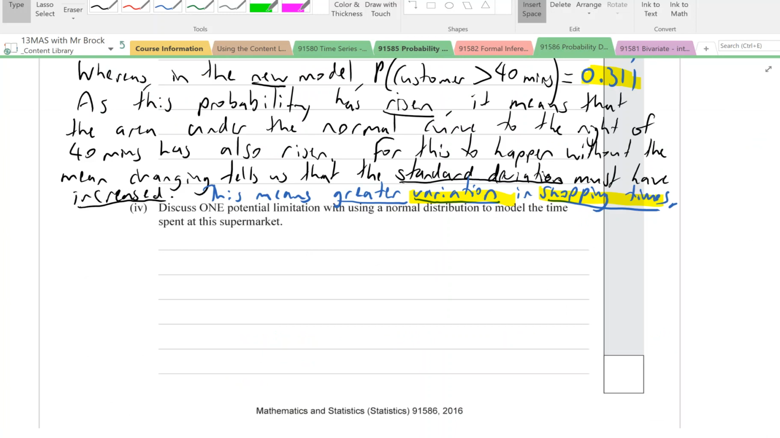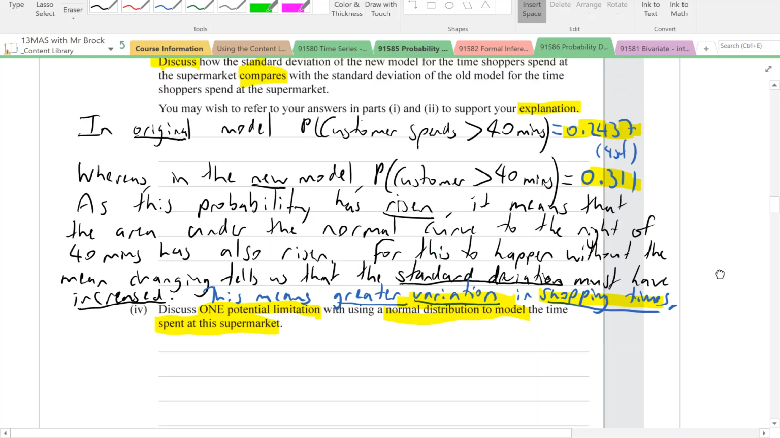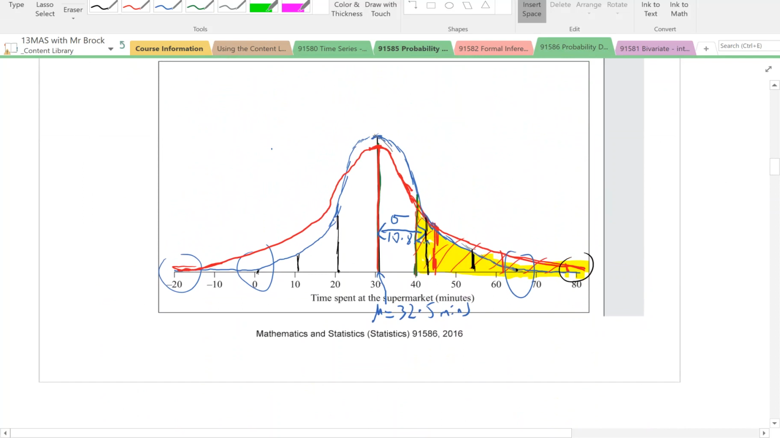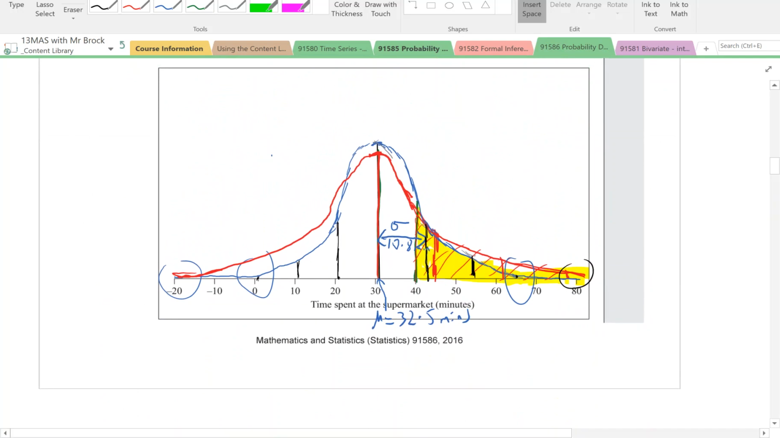So, on to part 4. Part 4 says discuss one potential limitation with using a normal distribution to model the time spent at the supermarket. So this is now talking about context and thinking, okay, so how might we expect the true distribution of time spent shopping in a supermarket to differ from what we see here?